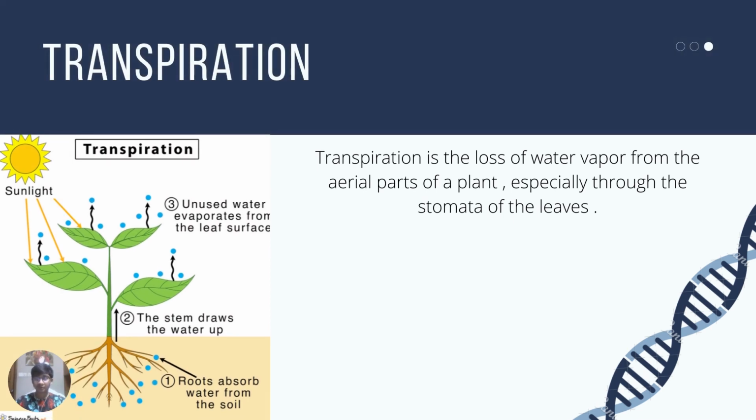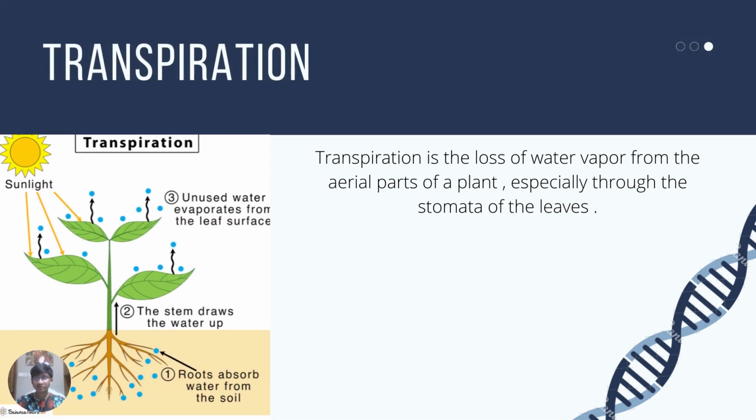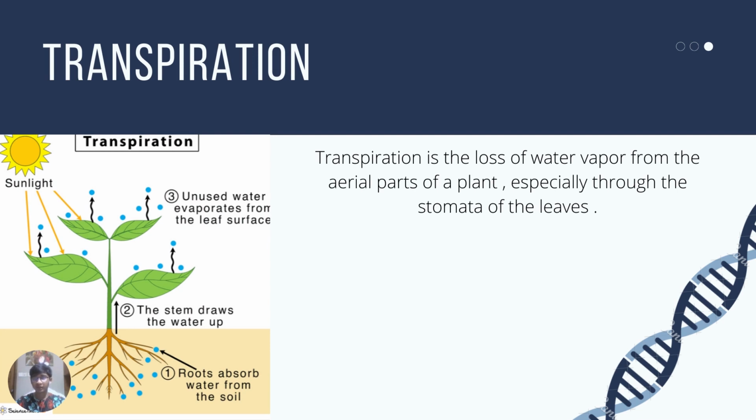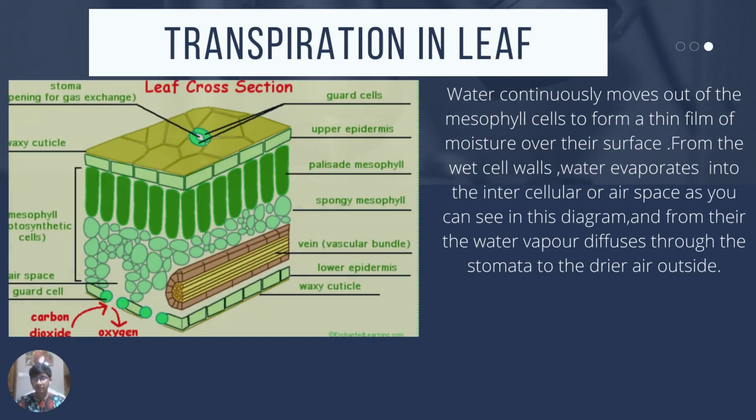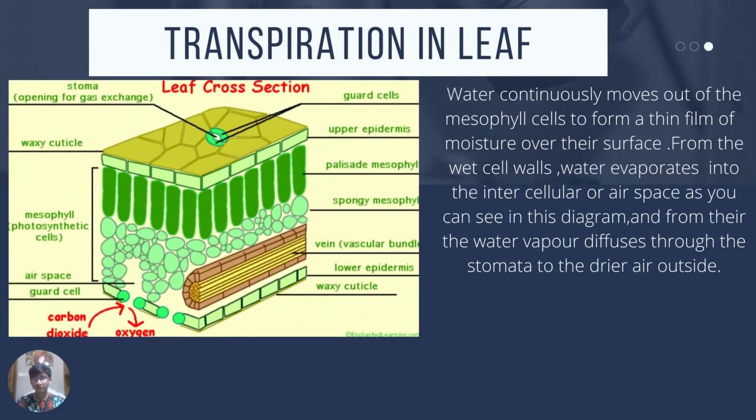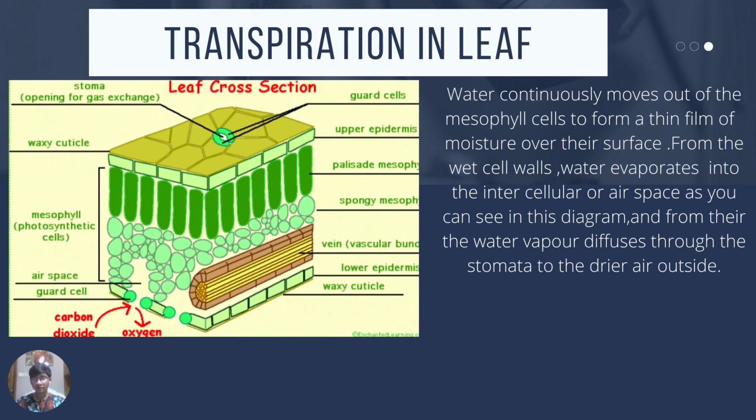So what is transpiration actually? Transpiration is the loss of water vapor from the aerial parts of the plant, especially through the stomata of the leaves. So how does transpiration occur inside the leaf? We will be discussing that now. For the people who are not familiar with the cross section of a leaf or what a leaf consists of on the inside, I've given the diagram for that, an O-level diagram, so that you can understand easily.